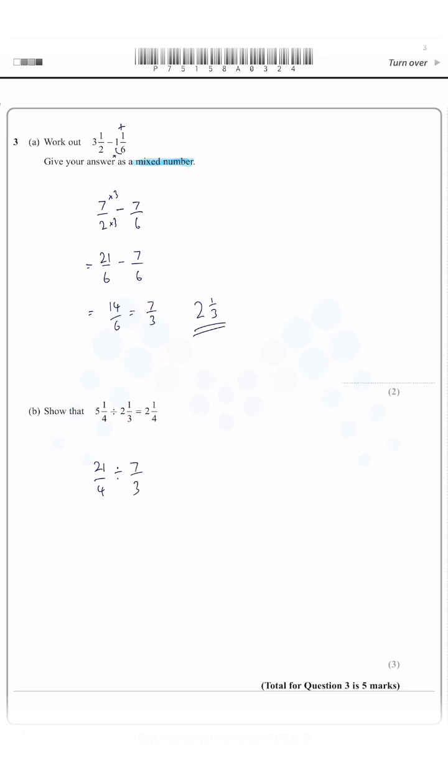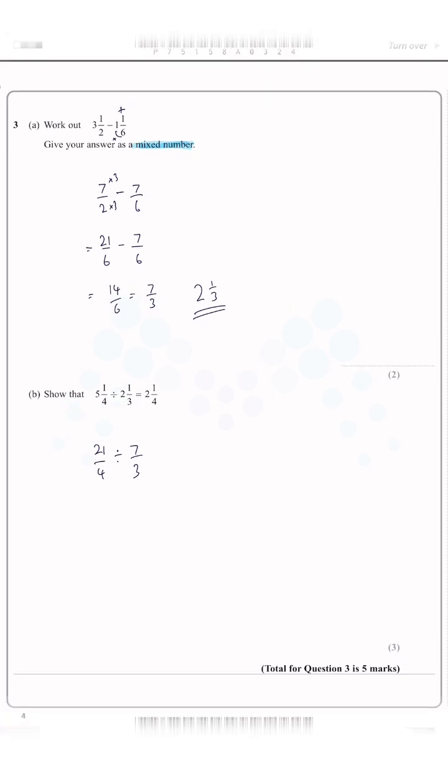Now we'll actually do the step in which I change the sign to multiplication and I do the reciprocal of the second fraction. And at this point, I could actually do cross simplifying because 7 goes into 21 3 times. So it gives you 3 times 3 on the top, and 4 times 1 in the denominator. 3 times 3 is 9, 4 times 1 is 4.